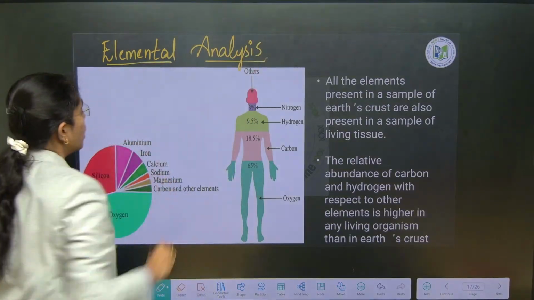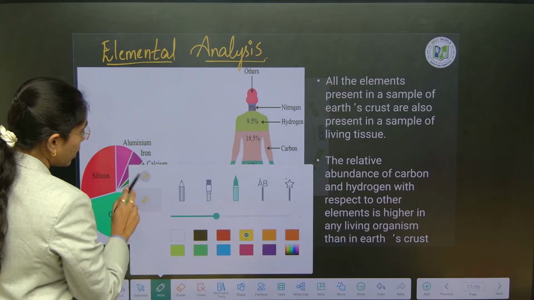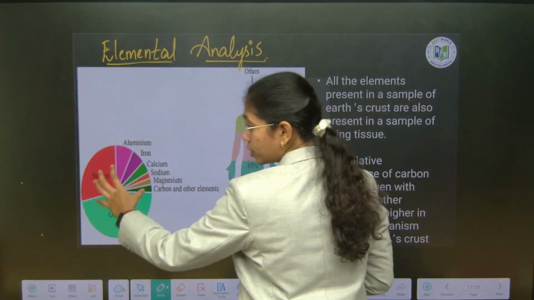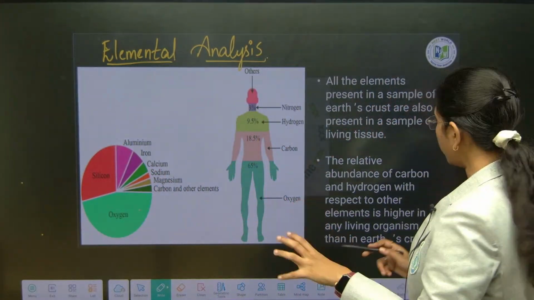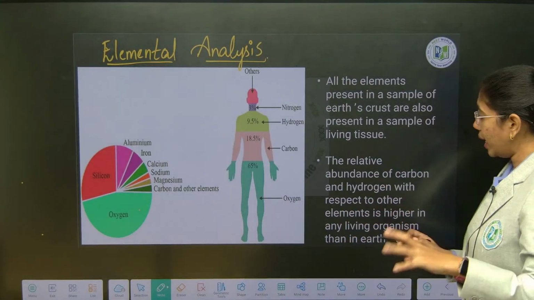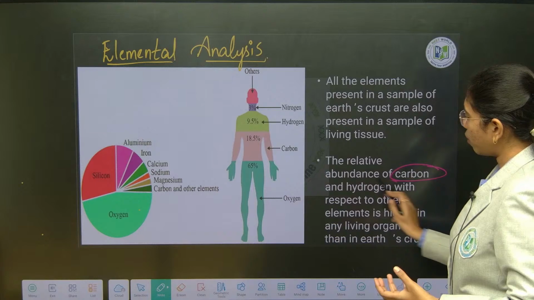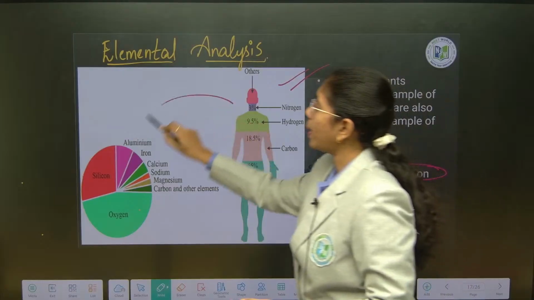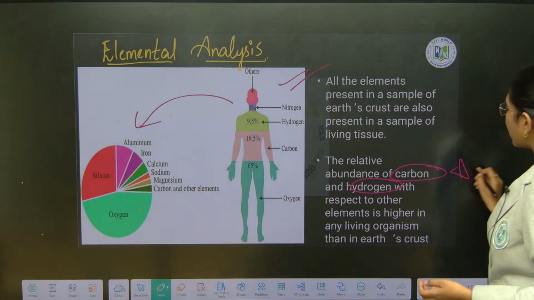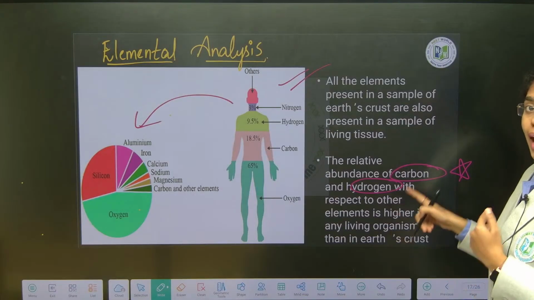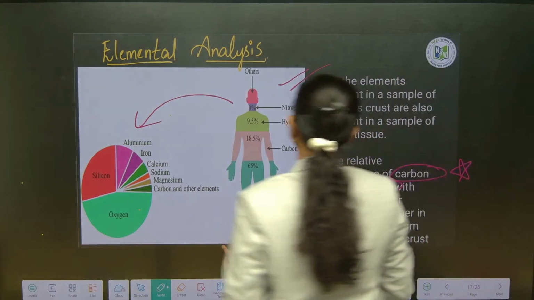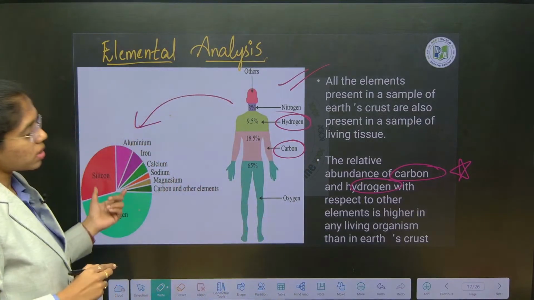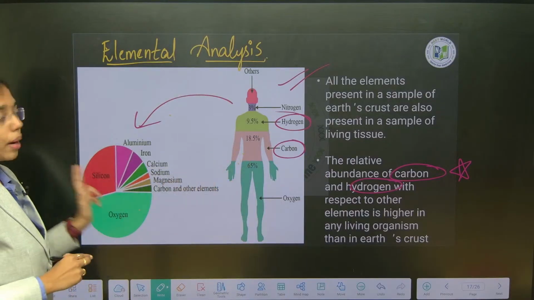Elemental analysis in earth crust and in human body. If you clearly analyze and introspect, all the elements which are present in the sample of earth crust are also present in the sample of living tissue. But the relative abundance of carbon and hydrogen with respect to other elements is higher in the living organism when compared to the earth crust. This is a very important statement and liner from your text and from the NCERT. The relative abundance of carbon, hydrogen with respect to the other elements is higher in the living organism when compared to the earth crust.